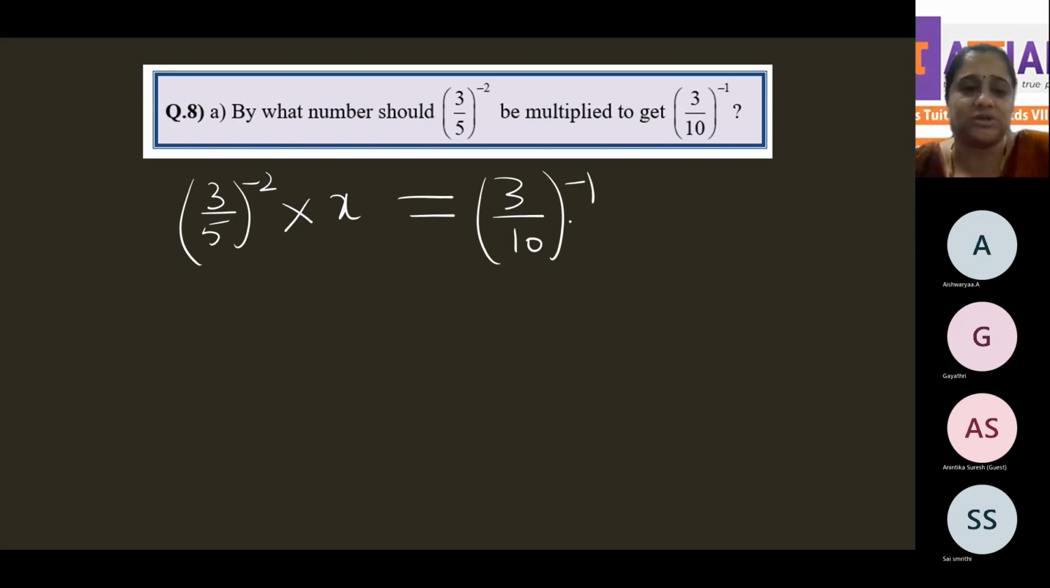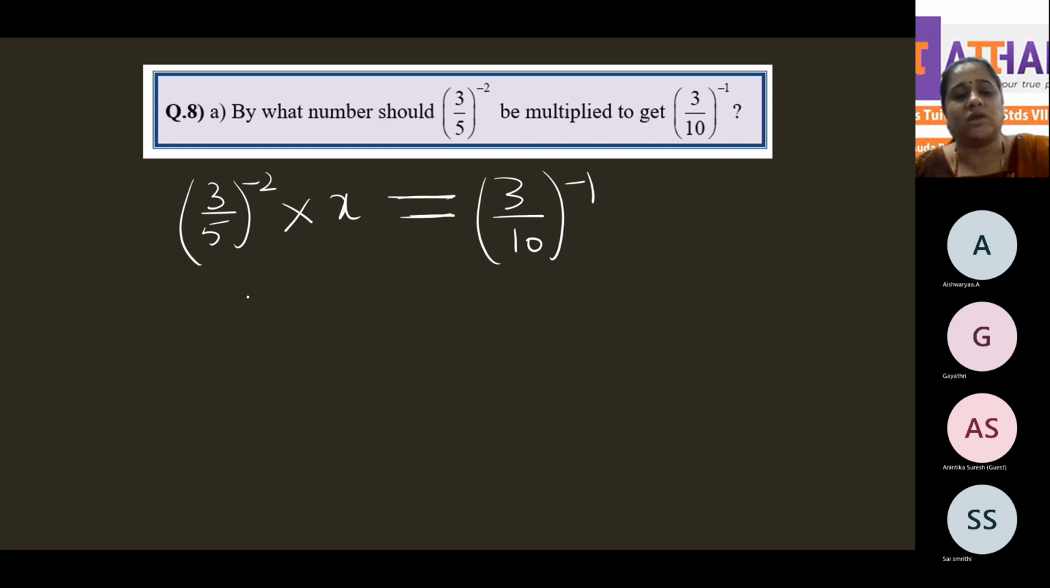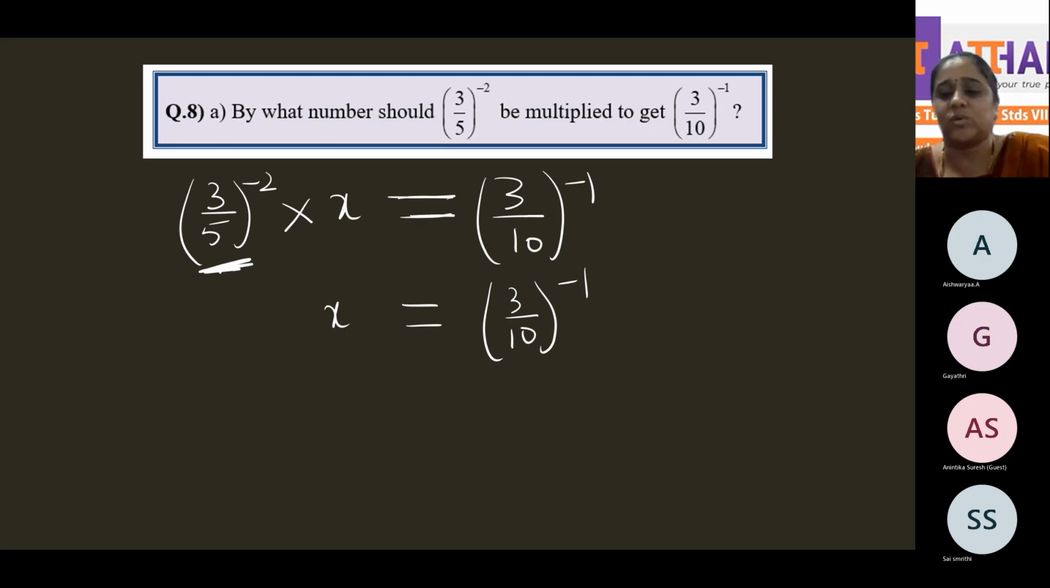We need to first construct this equation. 3 by 5 the whole power minus 2 is multiplied by x to get, meaning equal to 3 by 10 to the power minus 1. So once you construct this equation, you just have to solve for x. So now, this one, when it goes to the other side, now we are solving for x. So you need to have x alone on one side and take this to the other side, right? Meaning, which one to the other side? This one. This one is to be transposed.